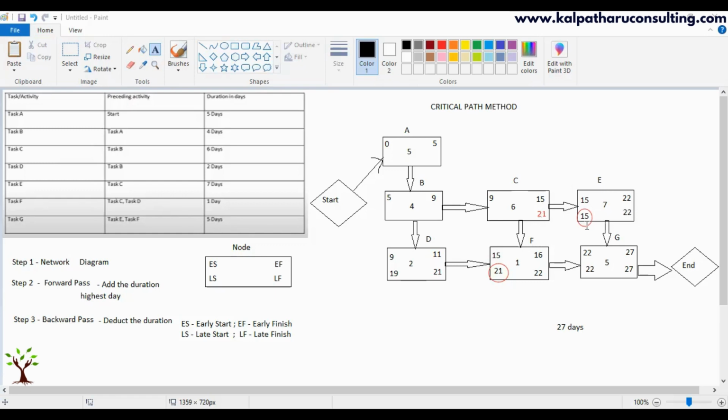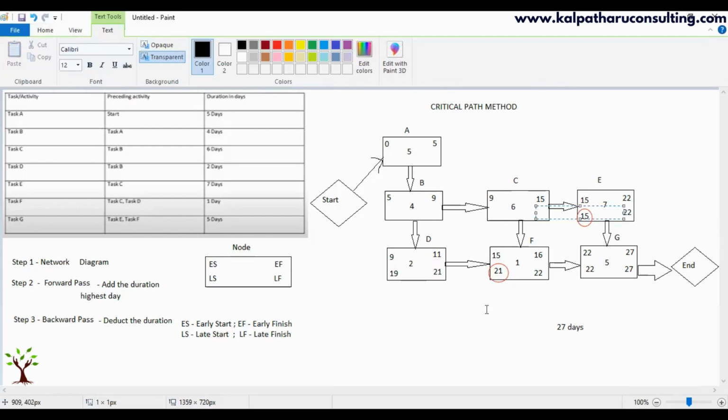But we are supposed to start E on the 15th day. You see the difference? Right. We need to, between these two activities, take the lowest number. So coming here in the backward pass, as we deduct the duration, one more thing is when two activities diverge from that activity, we take the lowest number.